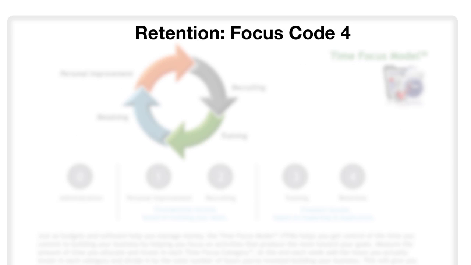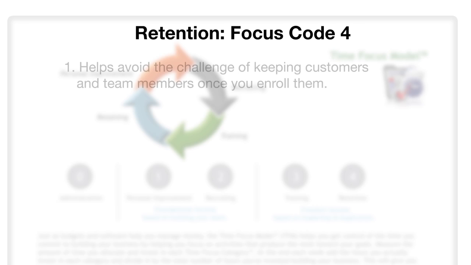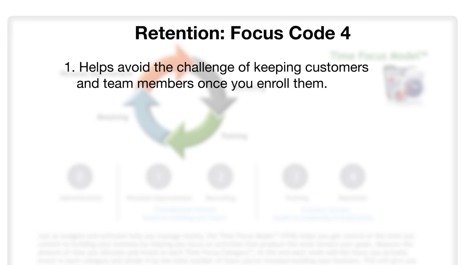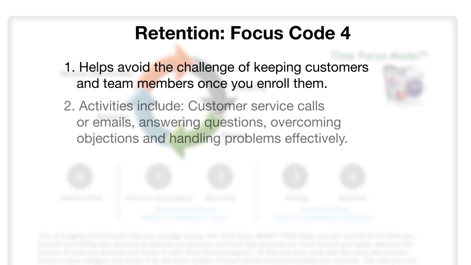Lastly, there is retention, TimeFocus code 4. This is an important function of your business. And if you operate your business properly, you will avoid the most challenging problem that traditional network marketers have: keeping customers and team members once you enroll them. Retention activities include things like customer service calls or emails, answering questions, overcoming objections, and handling problems quickly and fairly.